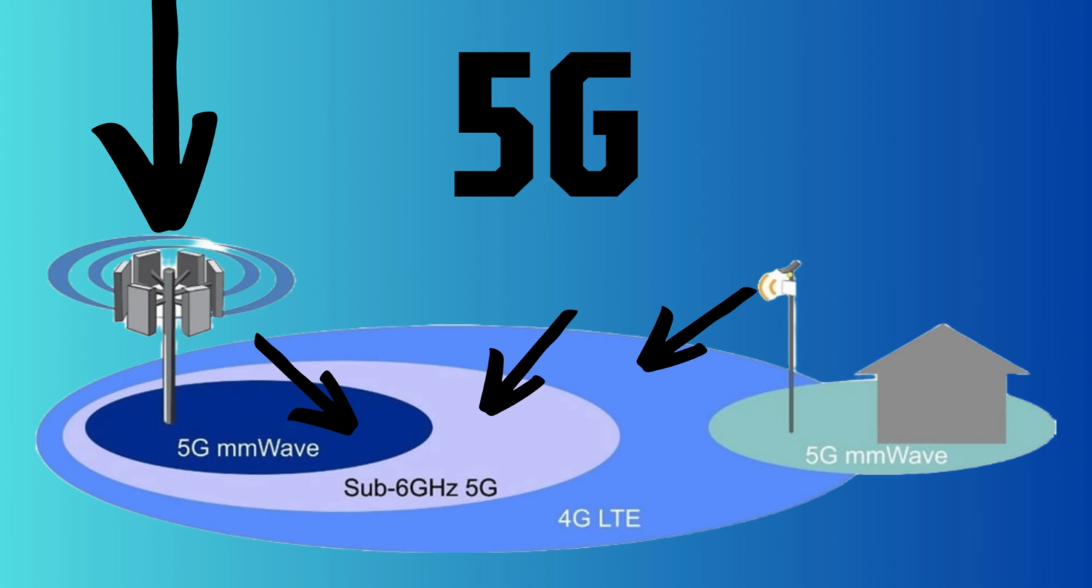Snapdragon's premium chips, like the 8 series, fully support mmWave, but it's rare in budget phones. Dimensity chips often focus on sub-6 GHz 5G, a slower but more reliable city-street version of 5G that works indoors and across longer ranges. So, if you're in a metro area with mmWave coverage, Snapdragon's your pick. For everyday 5G, Dimensity's sub-6 GHz is plenty.